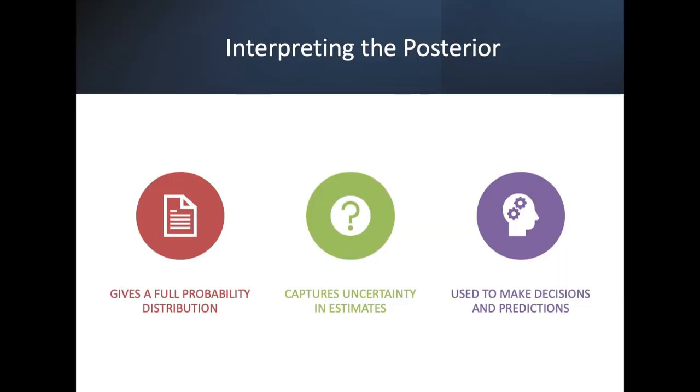Now, the posterior is more than just a single number. It's a full distribution. It shows which values are most likely, how uncertain we are about them, and where the credible intervals lie. In Bayesian models, they give us more than just a point estimate. They give us confidence in our estimates and help us to make more informed decisions based on uncertainty.